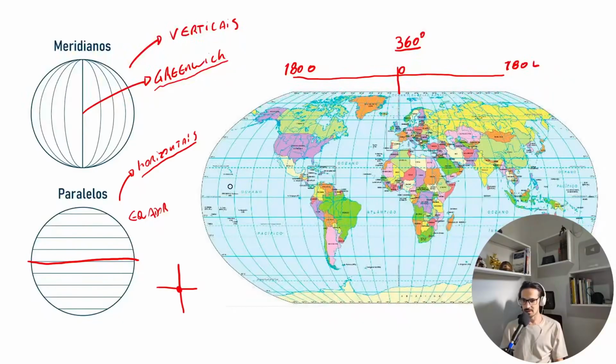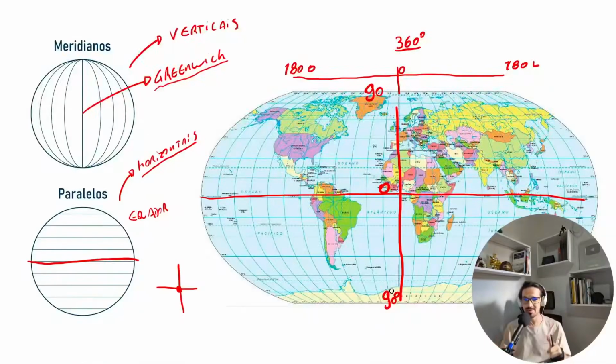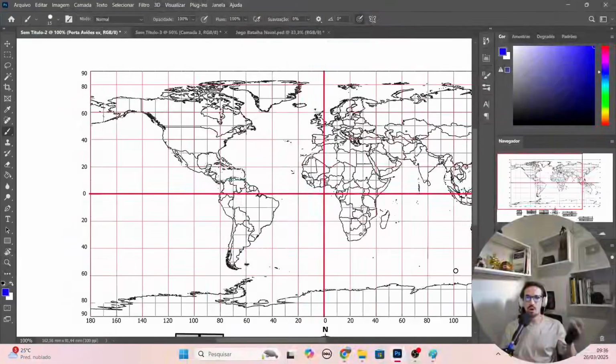And from the equator southward, and to the north, what do we have? From 0 to 90 degrees. 0 to 90, 90 north, and 0 to 90 south. Now let's move on to the next step. Let's talk now about how the game works.